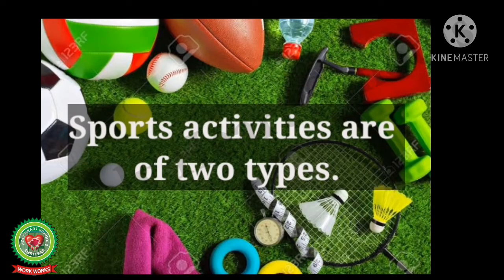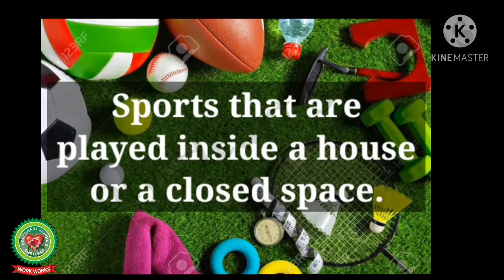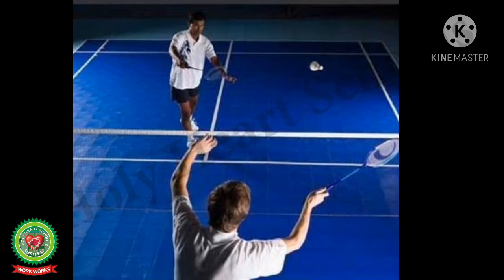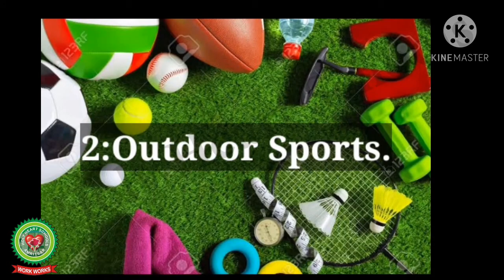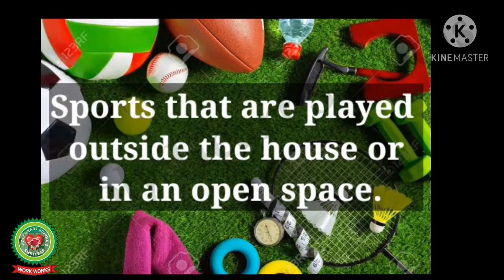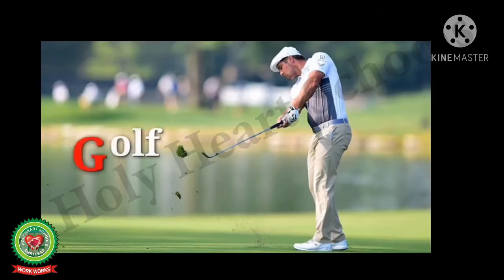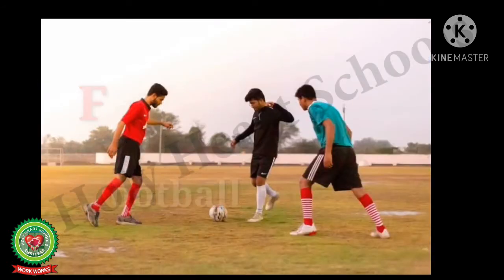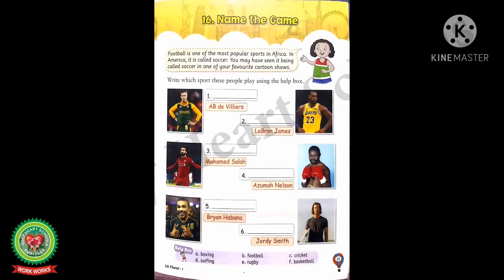Kids, games or sports activities are of two types. Number one, indoor sports mean the sports that are played inside a house or a closed space. For example, badminton, chess, etc. Number two, outdoor sports mean sports that are played outside the house or in an open space. For example, golf, football, etc. Now, we will learn about some of these sports and famous people who play them.